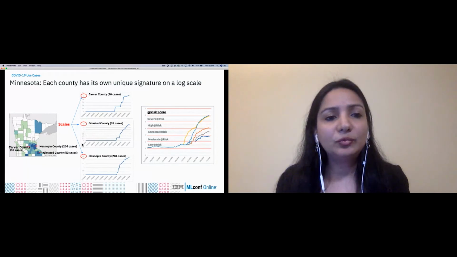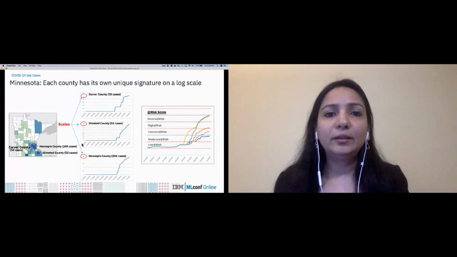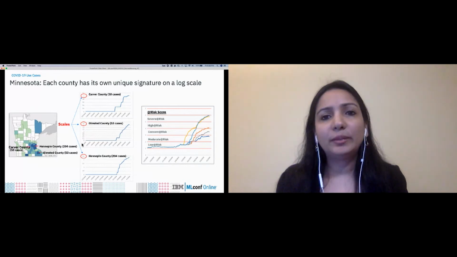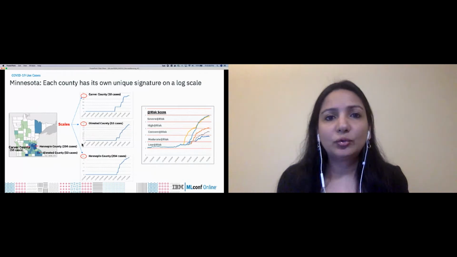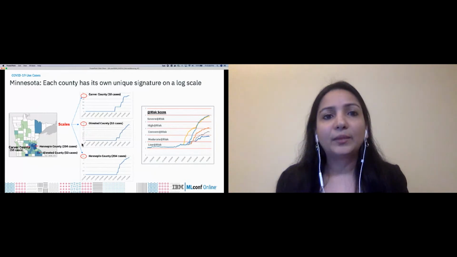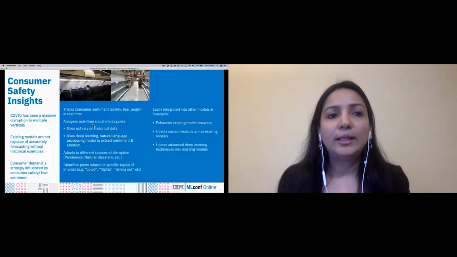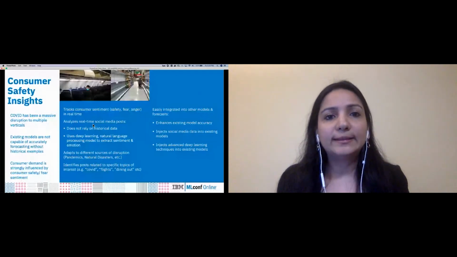Okay, so let's move on to the second index. This one is the Consumer Safety Index. And here, what we do is we're identifying consumer behavior by using social media data. So for example, even if a retail store is open, what is the probability that consumers will feel safe to go there? And the benefit of using social media data here is that it does not rely on any historical data. And as we saw, the existing models did not really handle the COVID scenario well because there were no historical examples of such an event happening.